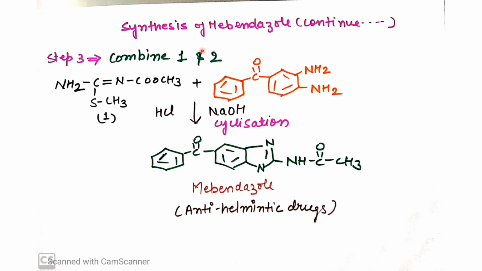This is the continuation of the synthesis of mebendazole. Here you can see when we combine the first and second substrate. Here you can see the first, and this is our second substrate. In the presence of base, the cyclization reaction will occur and the mebendazole will form. Mebendazole is an anthelmintic drug.